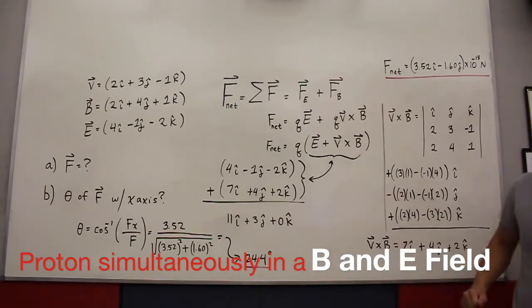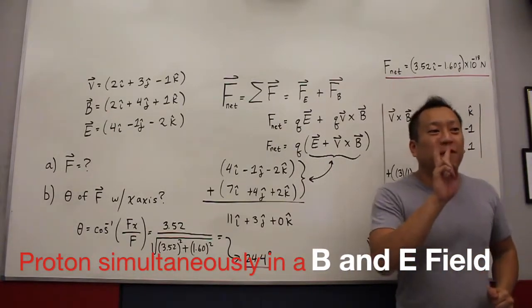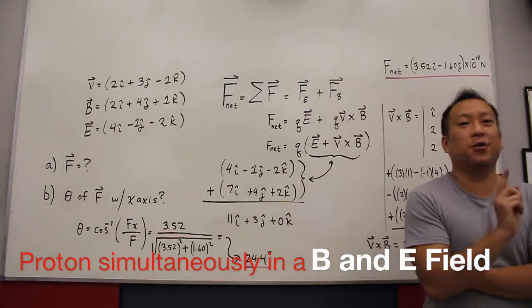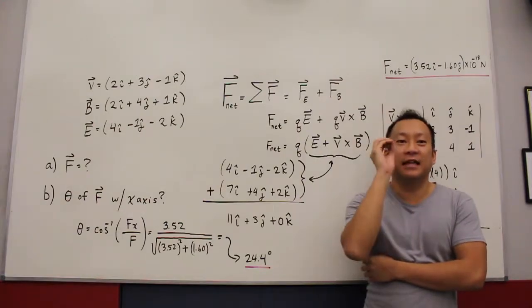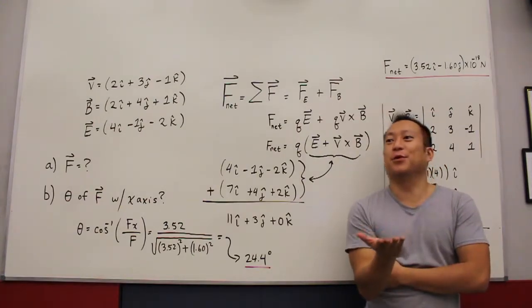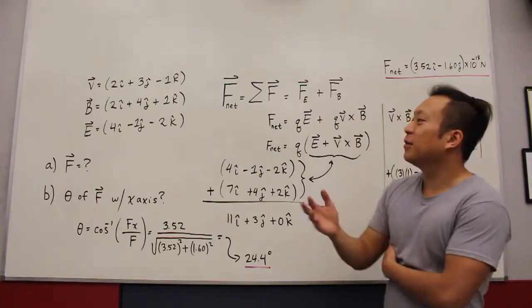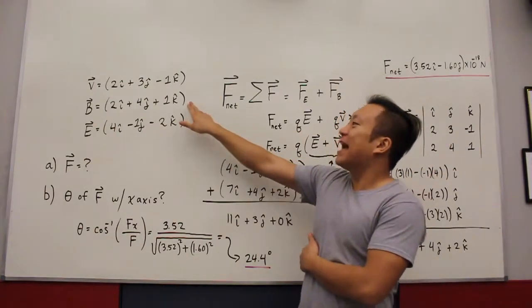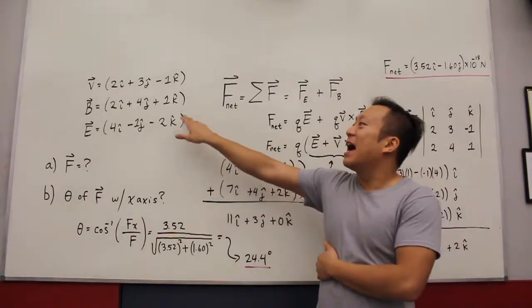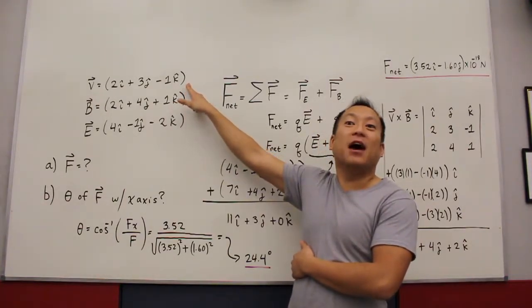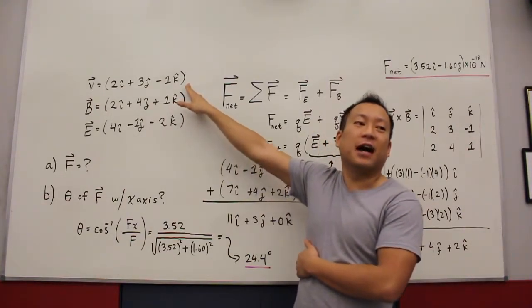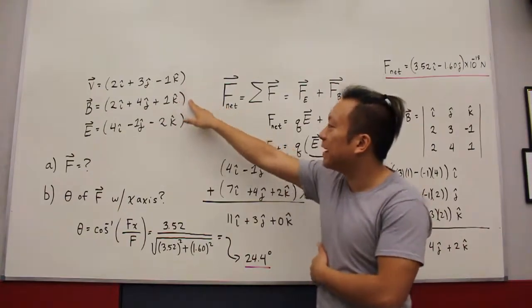All right, in this problem, we have two forces. Before the first problem, we had just the magnetic field. Now we're going to introduce the electric field, which we're all familiar with. So we have a magnetic field and an electric field, and a particle moving with this velocity. Notice that I'm now using vector notation, i, j, k. So these are vectors.